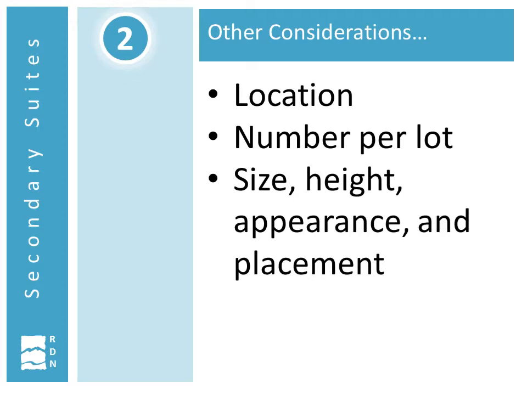Many rural zones allow more than one dwelling unit on a property. Allowing a secondary suite in each dwelling unit on a property could result in undesirable impacts to the community, including loss of rural character, privacy, and noise. The size, height, appearance, and placement of secondary suites on a lot should be considered, as these design characteristics can have a visual impact on a neighborhood.